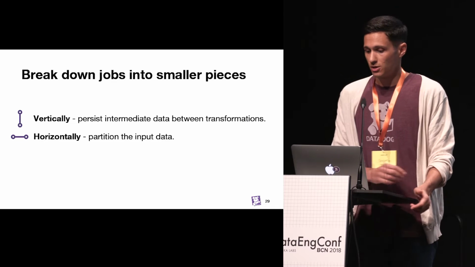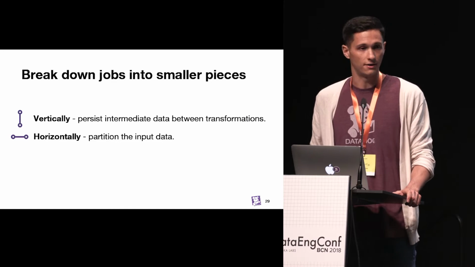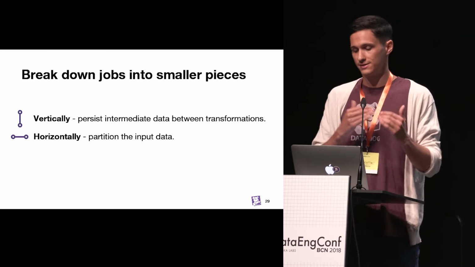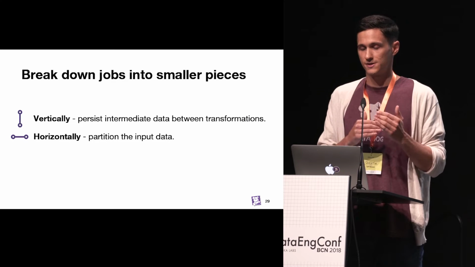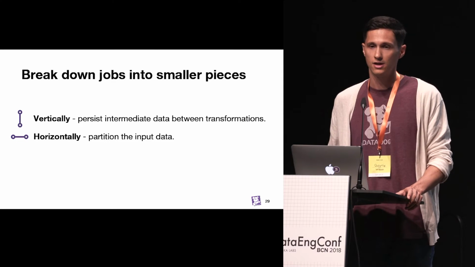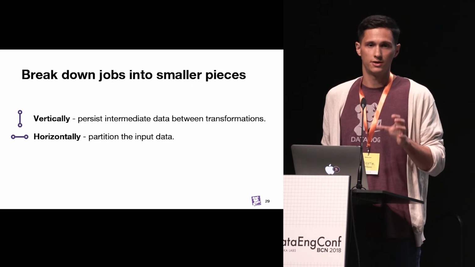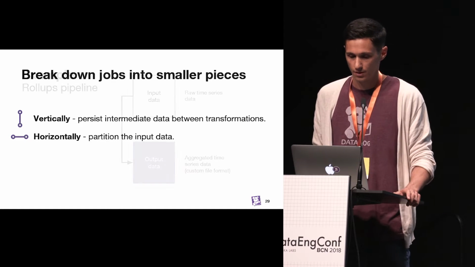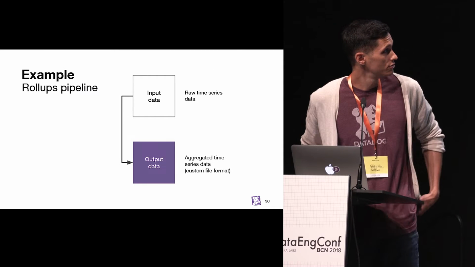So you need to break down your jobs into smaller survivable pieces, and there are 2 ways you can break them down. The first way is vertically. You're going to identify major transformations in your jobs, and you're going to persist intermediate data in between transformations. And the second way is horizontally. You're going to partition your input data, and each partition is going to be processed in its own independent pipeline. That's what we did for the rollups pipeline that I presented in the introduction.